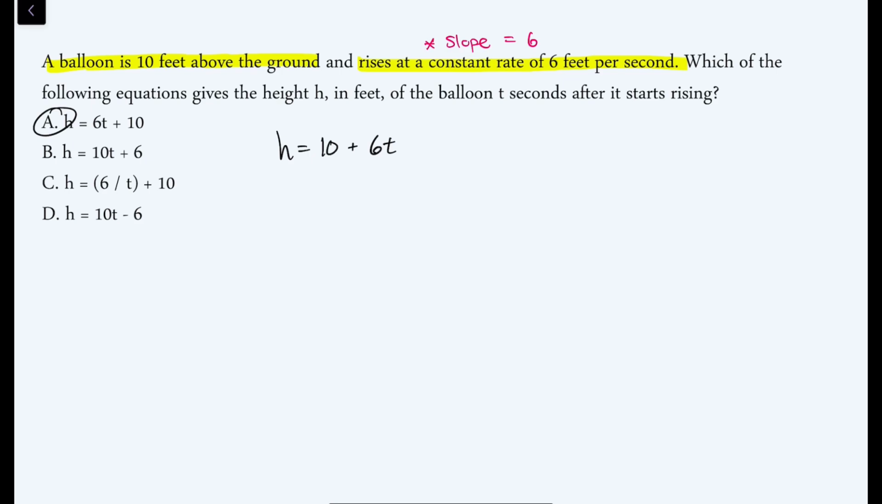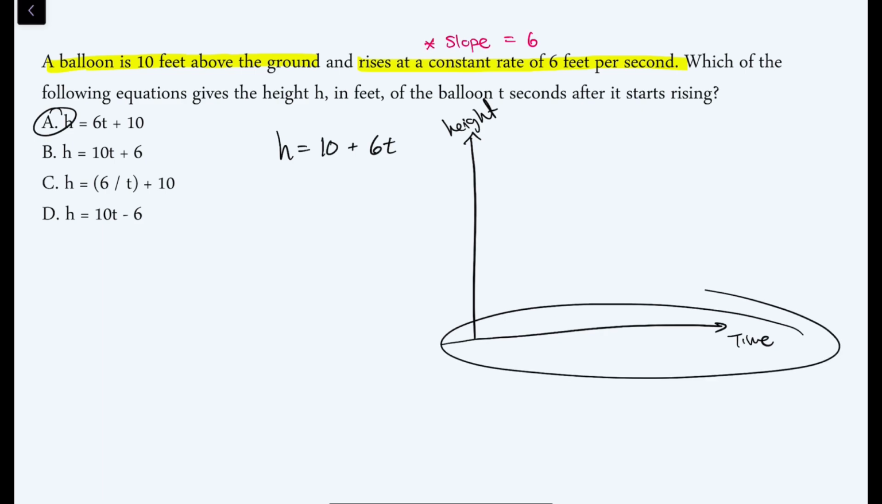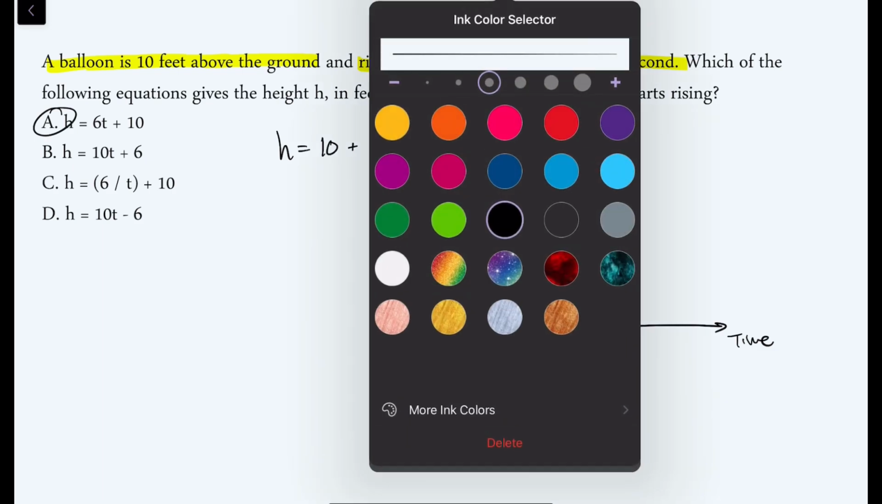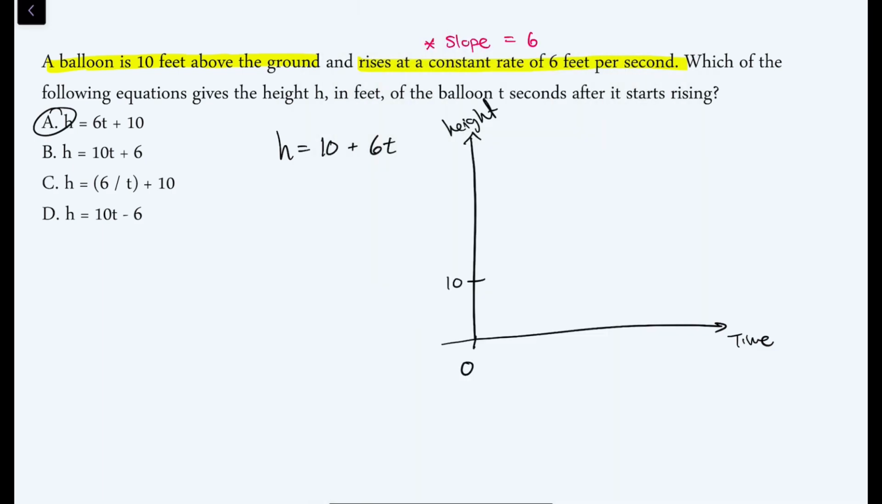Now, another way to approach this, and I think it's important to understand what this looks like as a graph: time will always be the x-axis, okay? And height will be the y. But this is key. Time is always x. So let's imagine what happens when time is equal to 0. Well, no time has passed yet. No seconds have passed. Well, that means they're telling us the balloon is still 10 feet off the ground. So, right? And then we have our balloon, which is 10 feet off the ground.